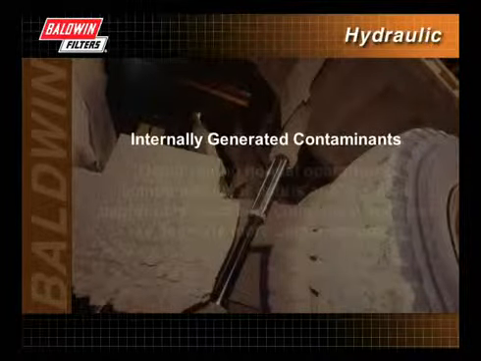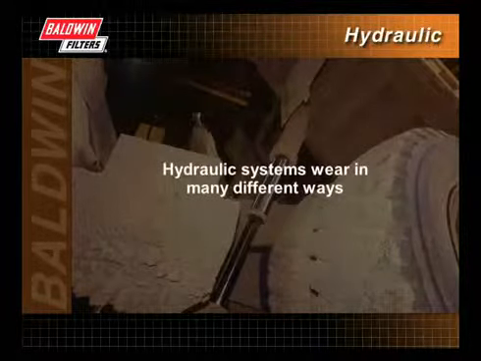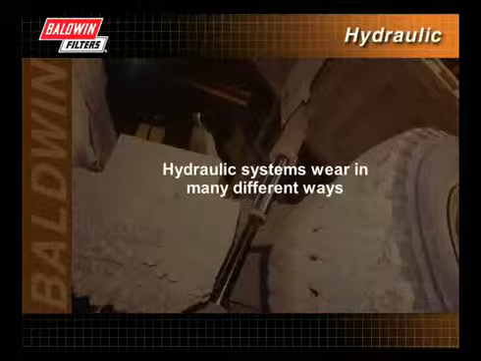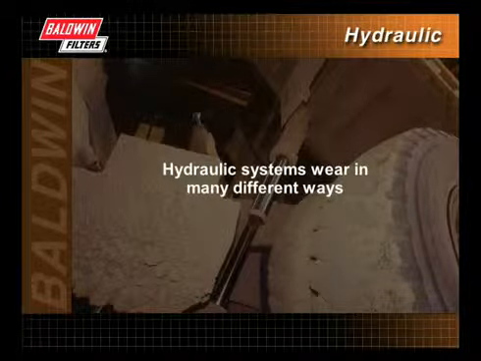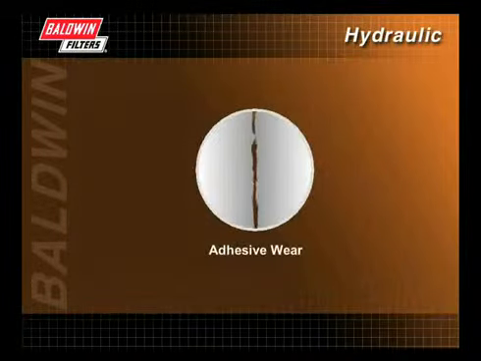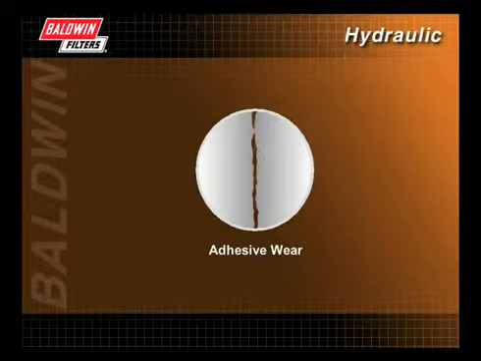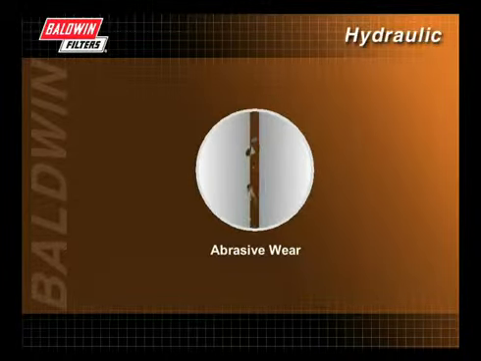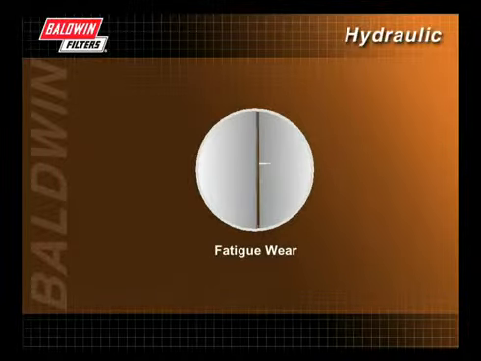Internally generated contaminants occur during normal operation as component wear debris and chemical byproducts react with component surfaces to generate more contamination. Hydraulic systems wear in many different ways. Adhesive wear results when moving parts tend to stick together. Abrasive wear is caused when hard particles wear on adjacent surfaces. Fatigue wear is surface failure that results from the reversing of loads.